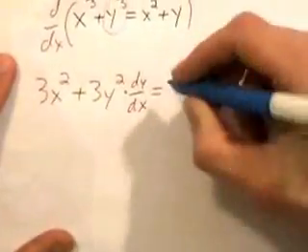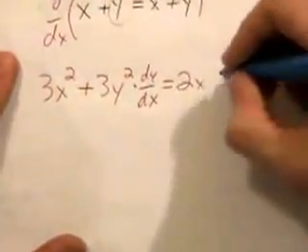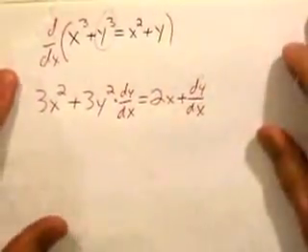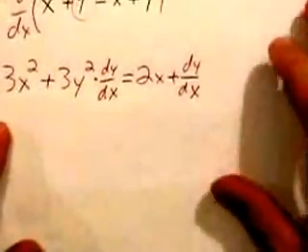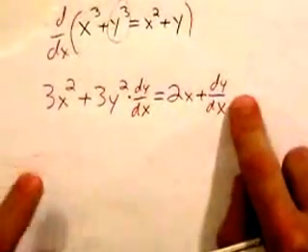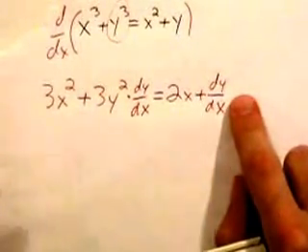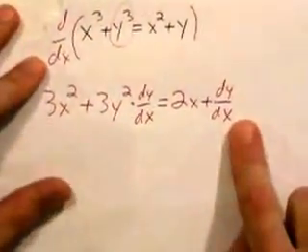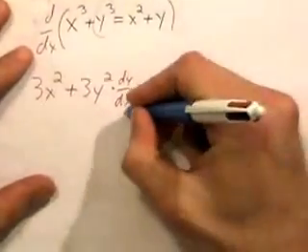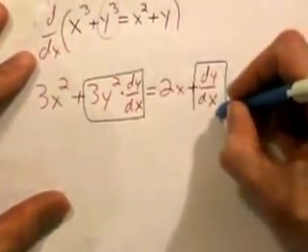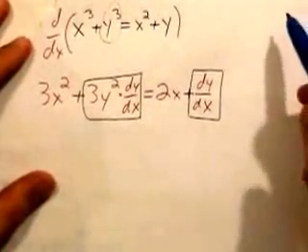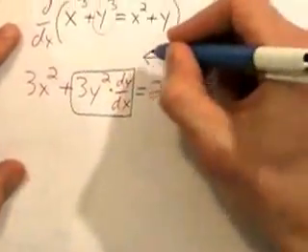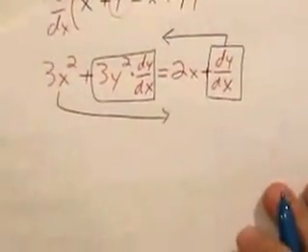Equals, on the other side, just 2x, right? Because that's just x, plus this would be dy/dx. Now, whenever you do this, you'll always be able to isolate dy/dx. It might be tough and it might be messy, but it can always be done. The way that you do it is, after differentiating, there will always be some terms that have a dy/dx and some terms that don't. So what you've got to do is take the dy/dx terms and pull them on one side, take the non-dy/dx terms, pull them on the other side, and look what happens.